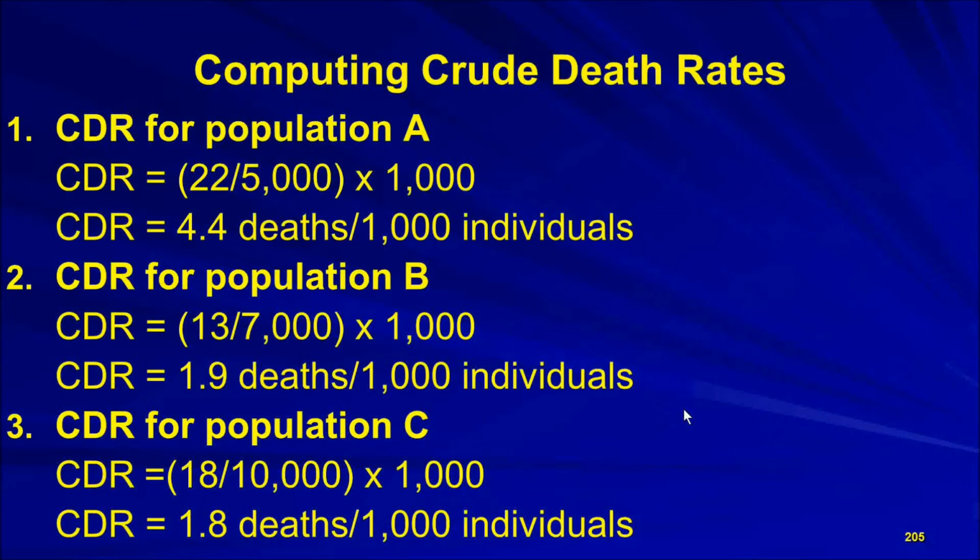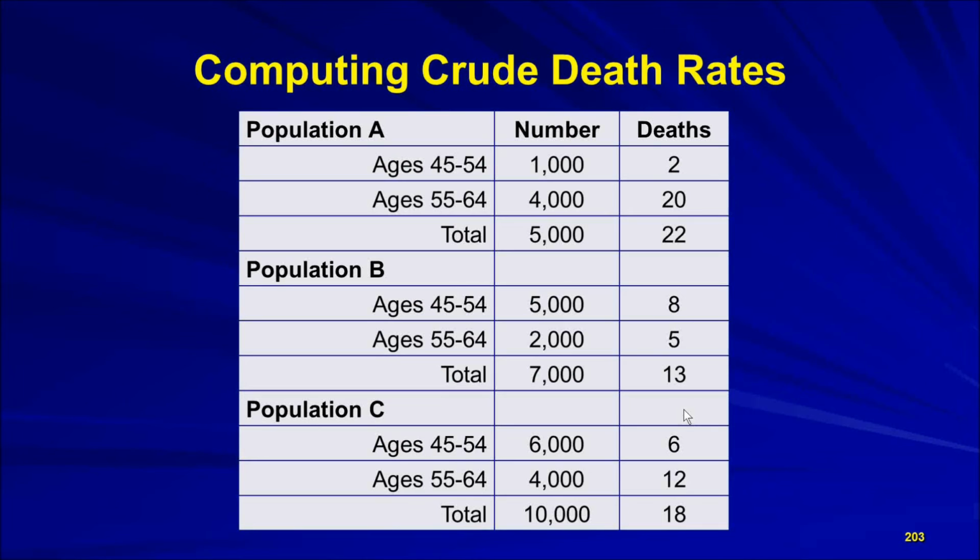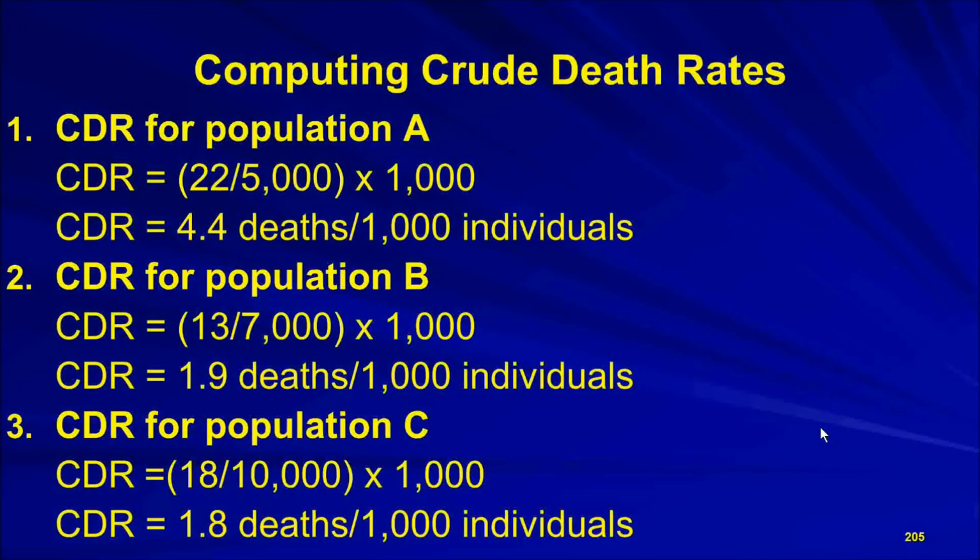And let's go back and look at that real quickly. That was the total. That was 22 divided by 5,000. The next one is going to be 13 divided by 7,000, because that's the crude rate. And these would be specific rates because they have to deal with demographic information, in this case age. And the last crude rate would be 18 divided by 10,000. Let's see how well we've done with this particular example.